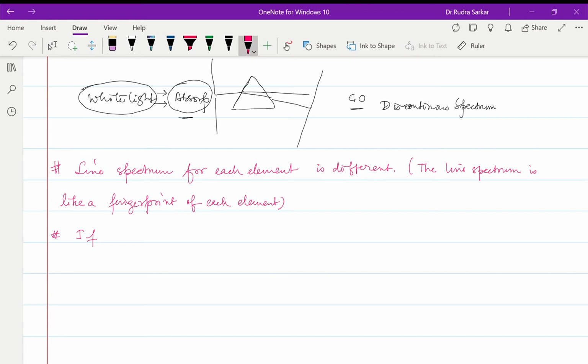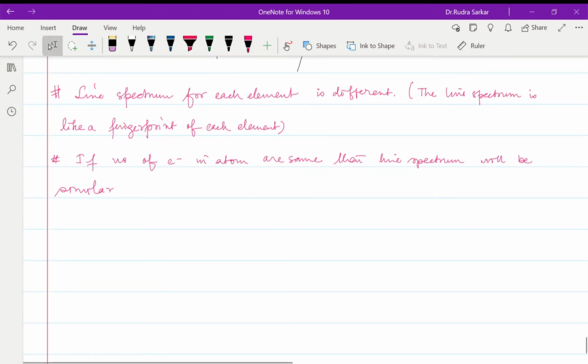If the number of electrons in an atom are the same, then the line spectrum will be the same, or similar. Okay, is that fine, children? Tell me. Okay, so from here we will learn some more things.